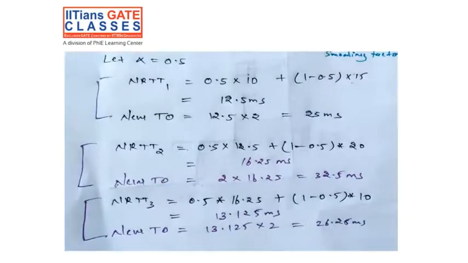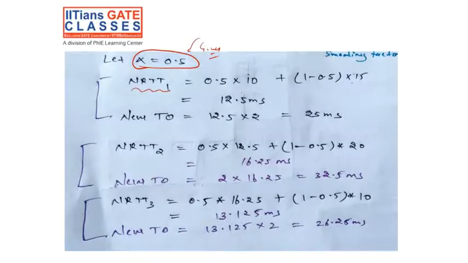See this example. Now your alpha is 0.5. This value is given. Why are we using the initial round trip time? Because from the initial round trip time and the actual round trip time, we can say whether there is traffic or not. By using this value, we can judge whether there is traffic in the network or not.